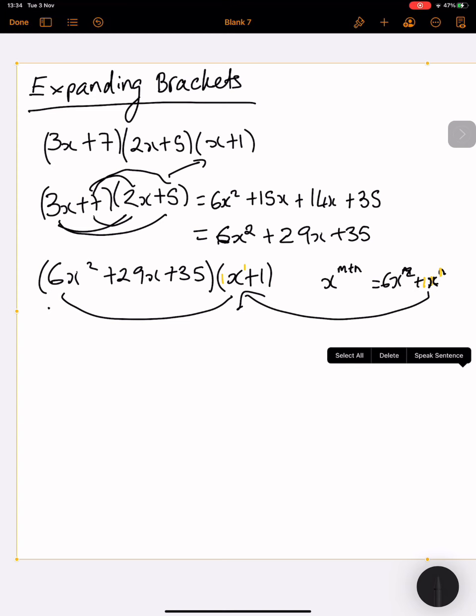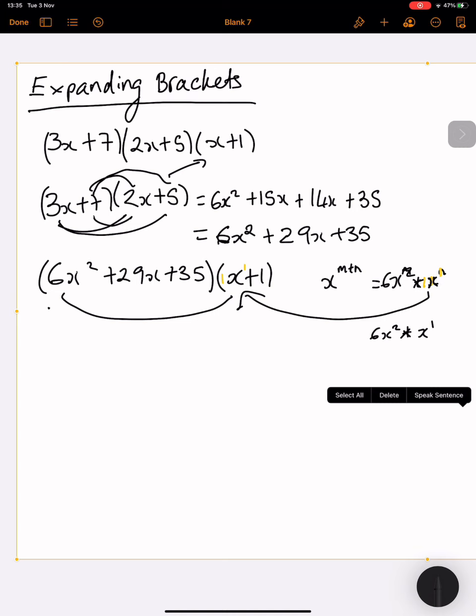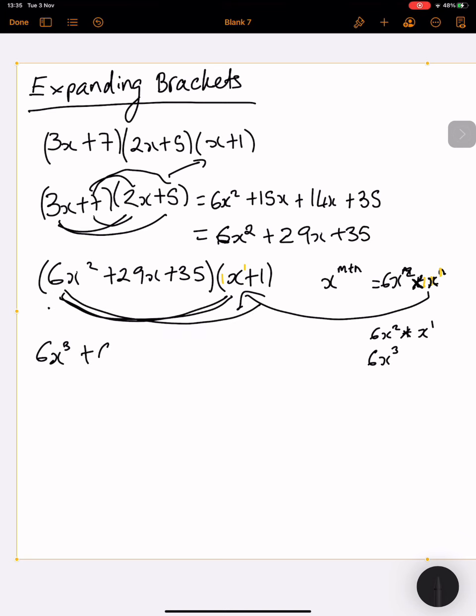So it's going to be 6x squared times x to the 1, because it is to the power of 1. So that would become 6x, because 1 times 6 is 6 still, and then 2 plus 1, which is 3. So 6x cubed. Then 6x squared times 1, which is 6x squared.